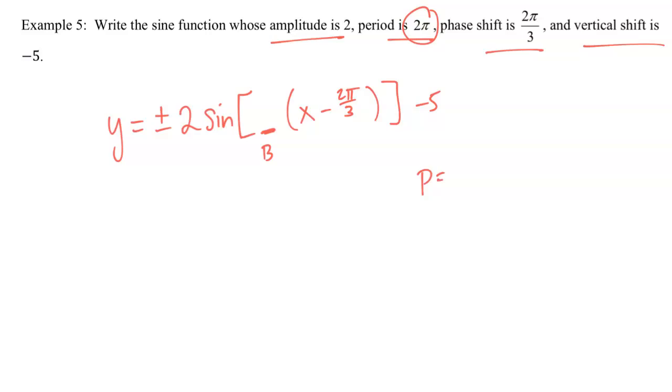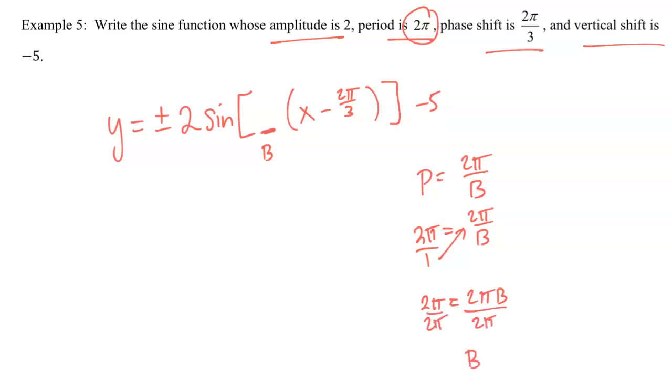And so just like we did on the previous examples, we've got to use this formula to find b, and so I'm going to plug in my given period of 2 pi and set that equal to 2 pi over b. This is the same thing as 2 pi over 1. So when I cross multiply, that's going to be 2 pi is equal to 2 pi b. And to get b by itself, just go ahead and divide by 2 pi, which will give you b is equal to 1. And so you're going to put a 1 there.